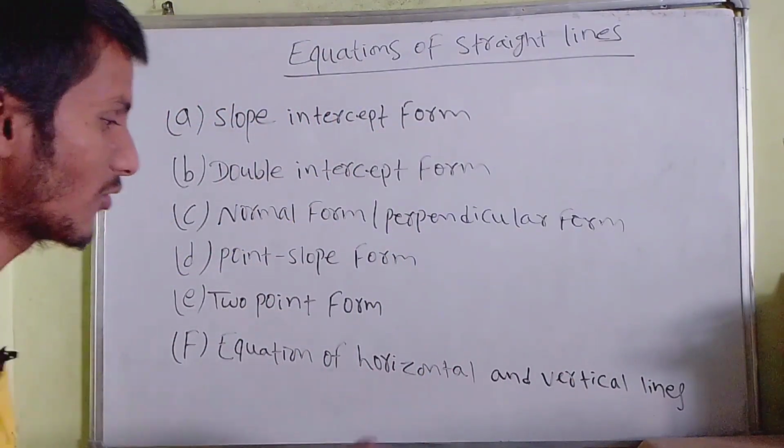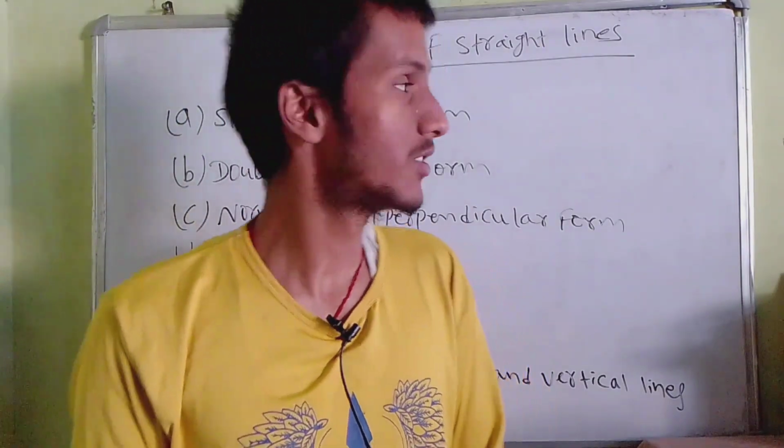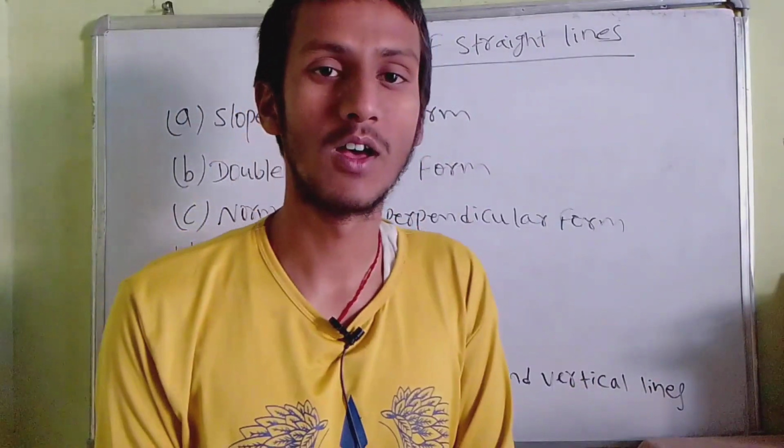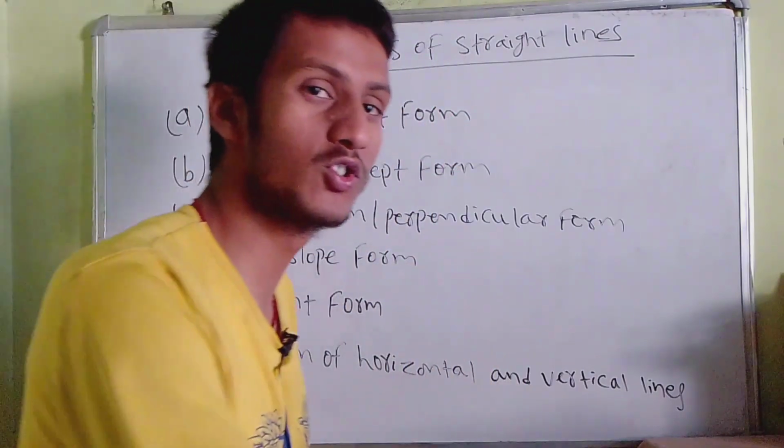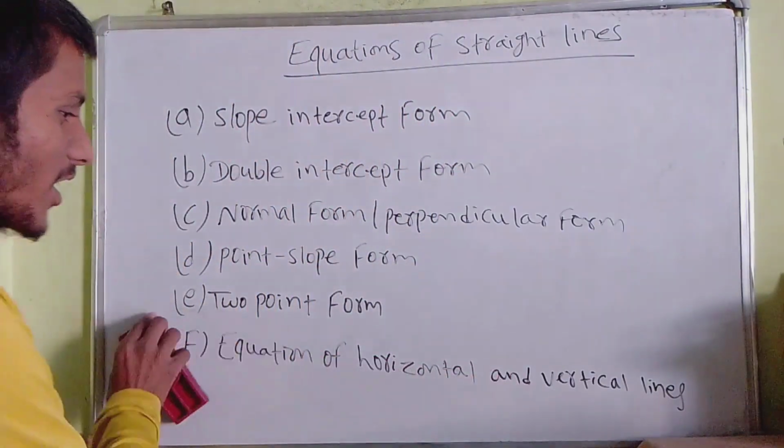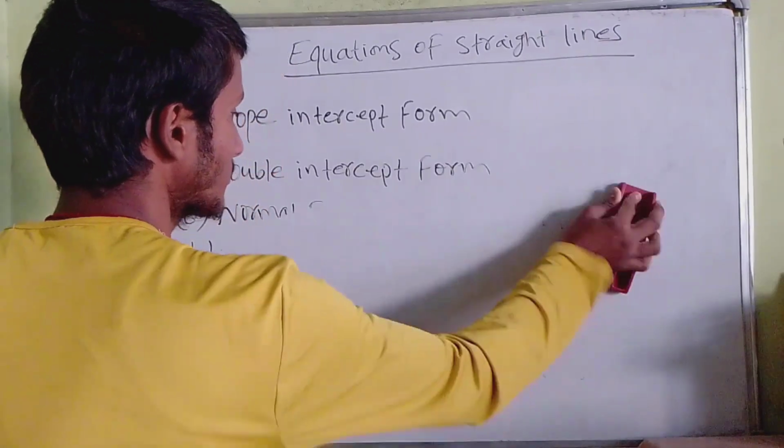Okay, so we're going to talk about the equation of horizontal and vertical lines, and the slope-intercept form of an equation of a straight line. And this is the most important and most used one also. Okay, so let's move on.